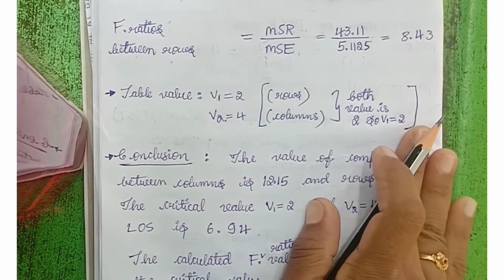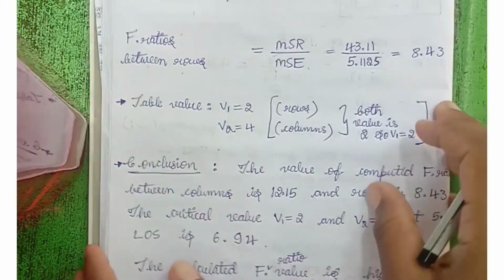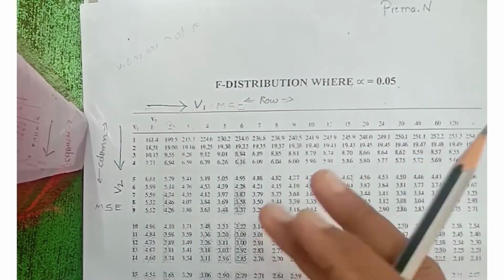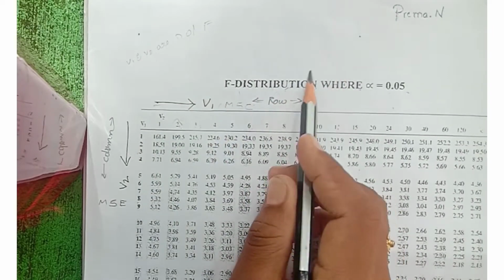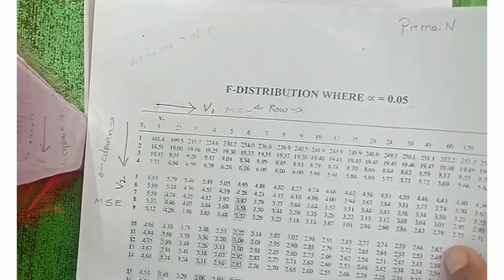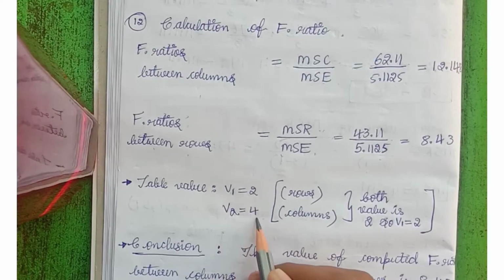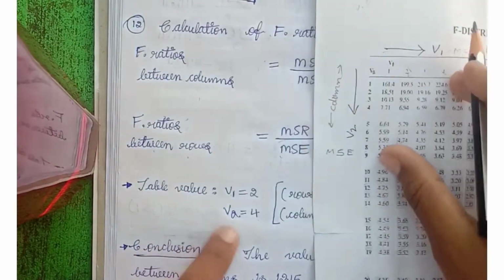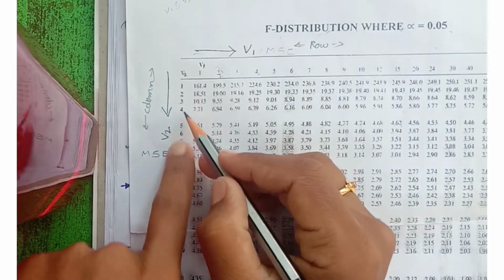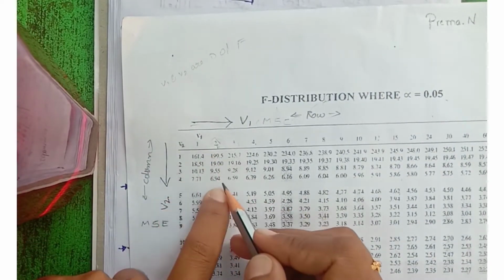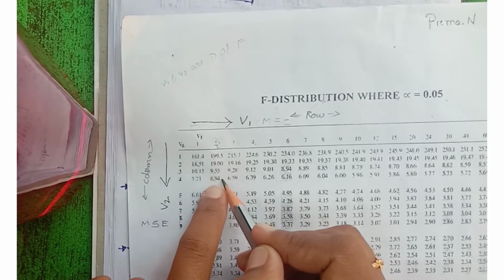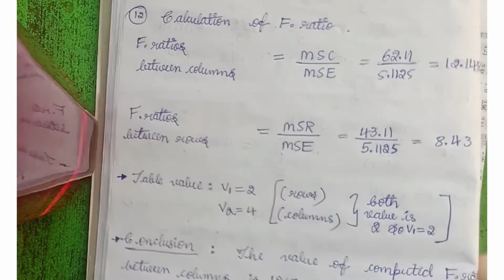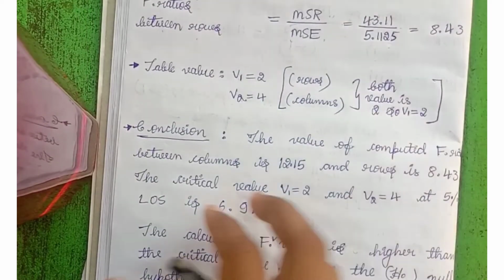To find the critical value, as I told, we have to see the F distribution table at the 5% level of significance. V1 value is 2 and V2 value is 4. Sorry, V2 is 4 in this, and V1 is 2. Both intersect at the value 6.94. This is the critical value for the 5% level of significance. So we got the table value.